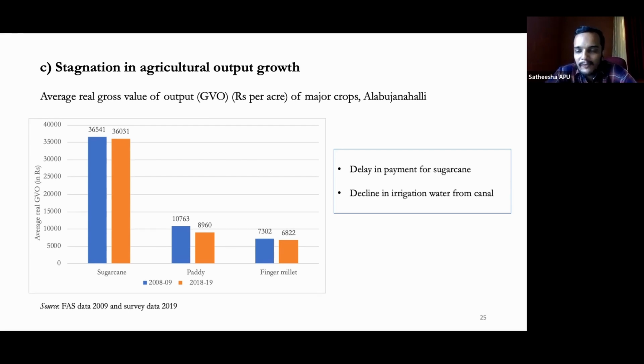The major problems faced by the cultivators in Alabujanahalli, and even in Mandya, one is delay in payment for sugarcane. Sugarcane is an annual crop which takes almost 12 months to mature. After they harvest and sell it to the factory, they have to wait 5 to 12 months to get their payment, which means on average they have to wait 1 to 2 years to get paid. That's one of the main issues the farmers were complaining about. And second, decline in irrigation water from the canal, especially for the summer crop, paddy. So during the 2018-19 survey, many farmers kept the land fallow, especially the land under summer paddy.